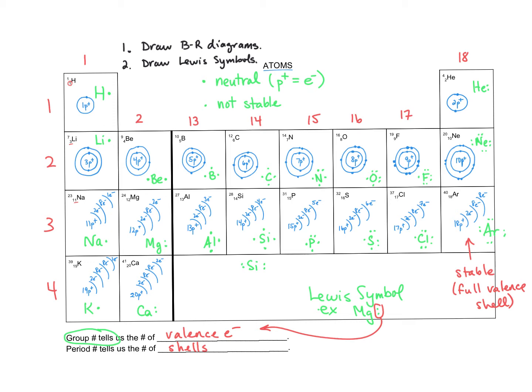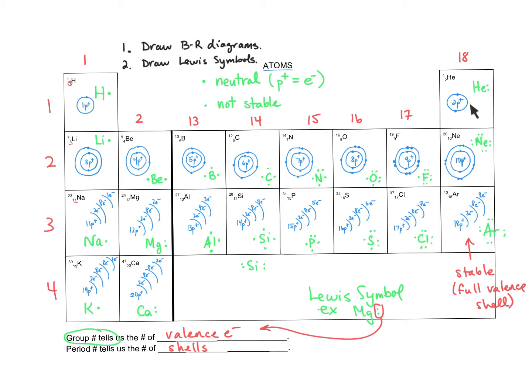Now, only the noble gases are stable. Only the noble gases are unreactive. We would want a birthday balloon to have helium in it, not hydrogen. So noble gases are stable. They're very unreactive. And another name for that is inert.